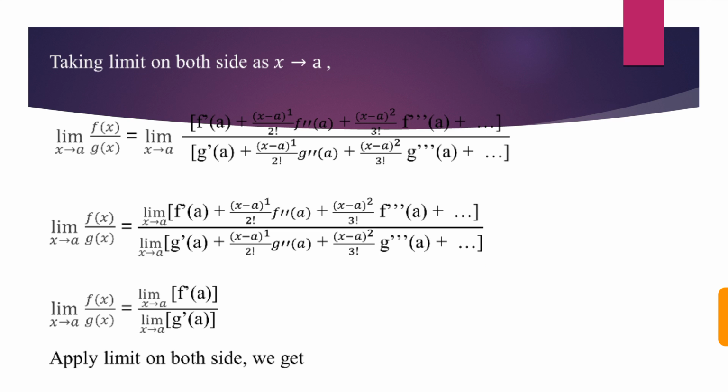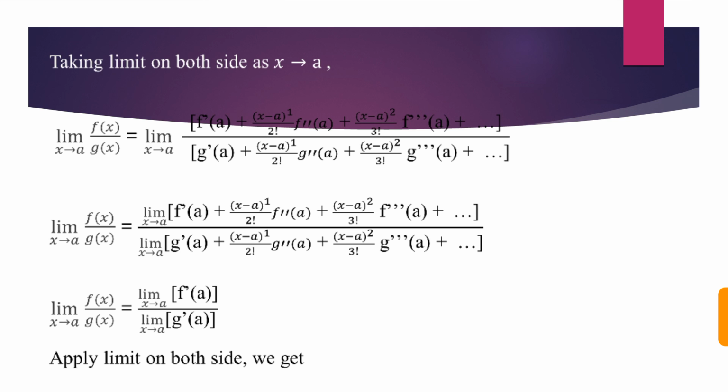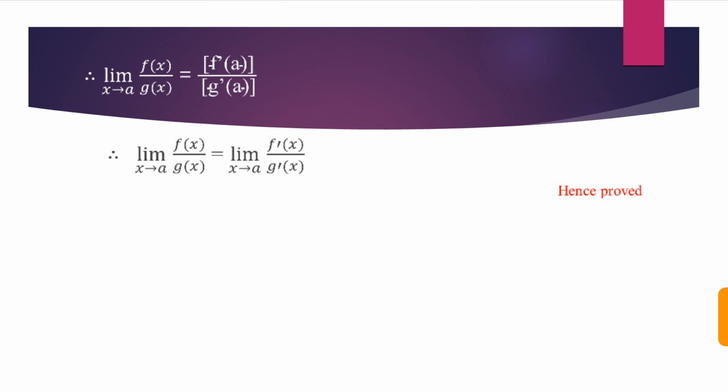Here by applying limit, we'll get the value of limit x tends to a f of x upon g of x is equal to f dash of a upon g dash of a, and the next terms become 0, and therefore limit x tends to a f of x upon g of x is equal to limit x tends to a f dash of x upon g dash of x, and hence the proof of L'Hospital rule.